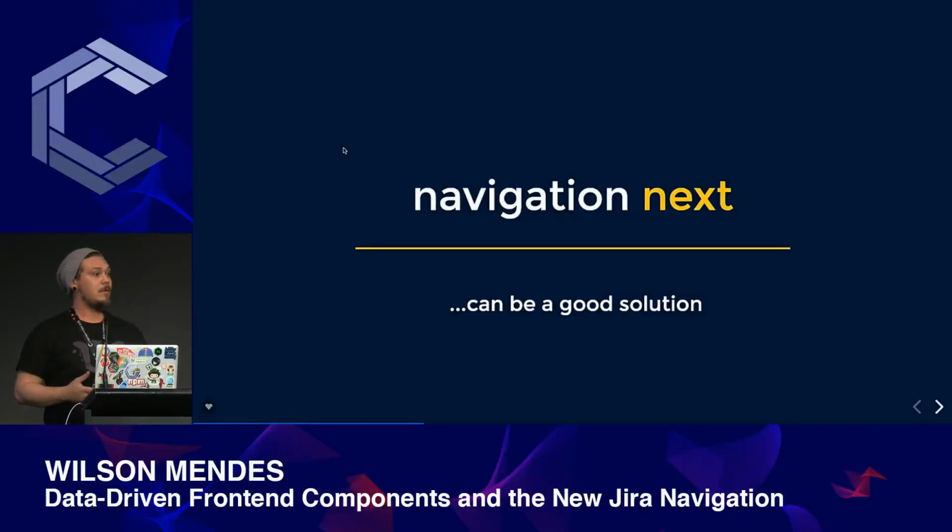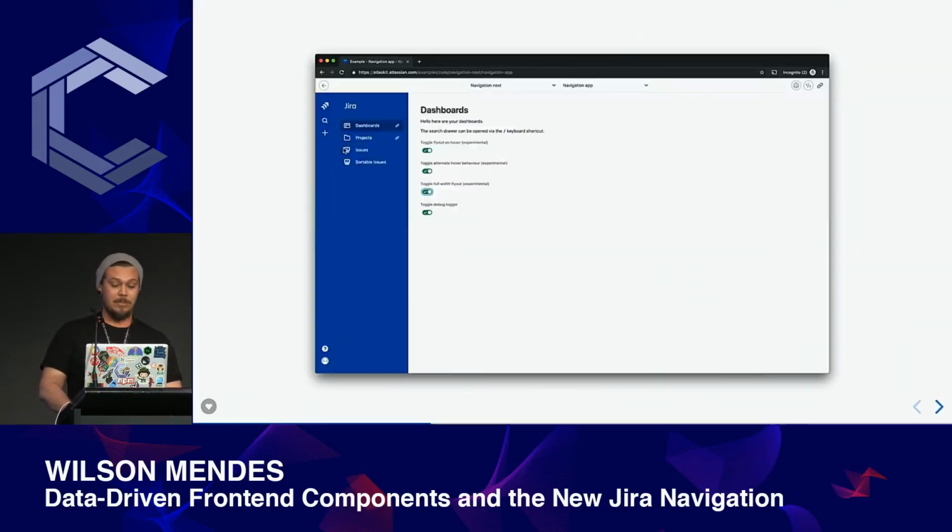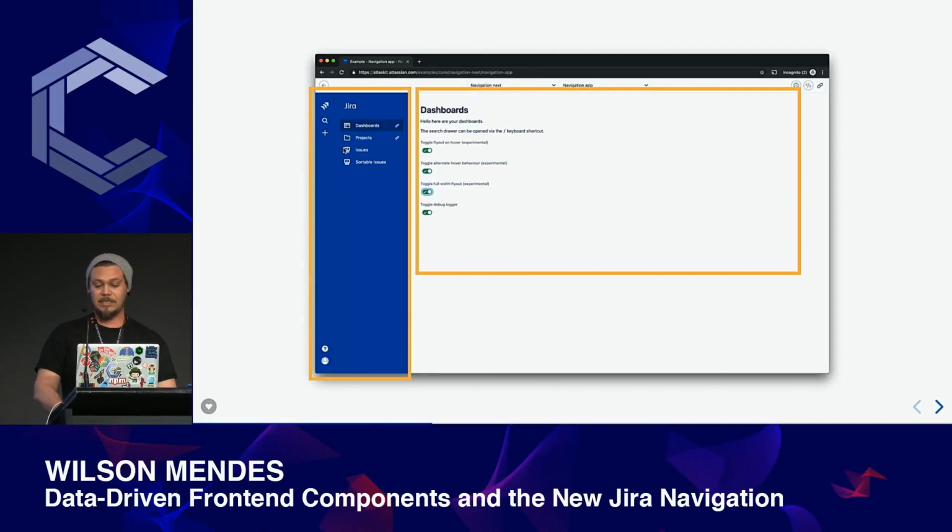But yeah, with the whole idea, we knew all the problems. We were aware of them. And now that we have the whole picture, how can we improve that? With this idea of improvement and making it better, we came up with the new component called Navigation Next, which can be a really good solution. That's an example. In the blue area, we still have the concept of global navigation, so we have the menu and all the things. And in the white area, we have the page content.